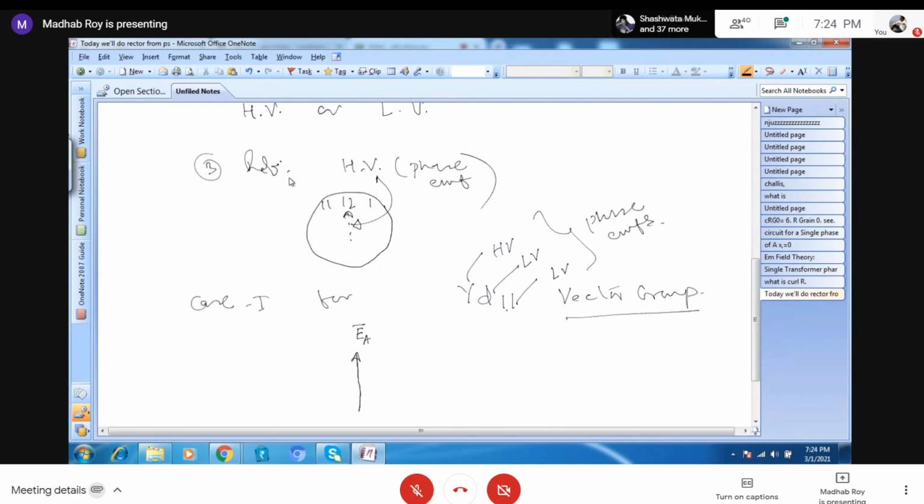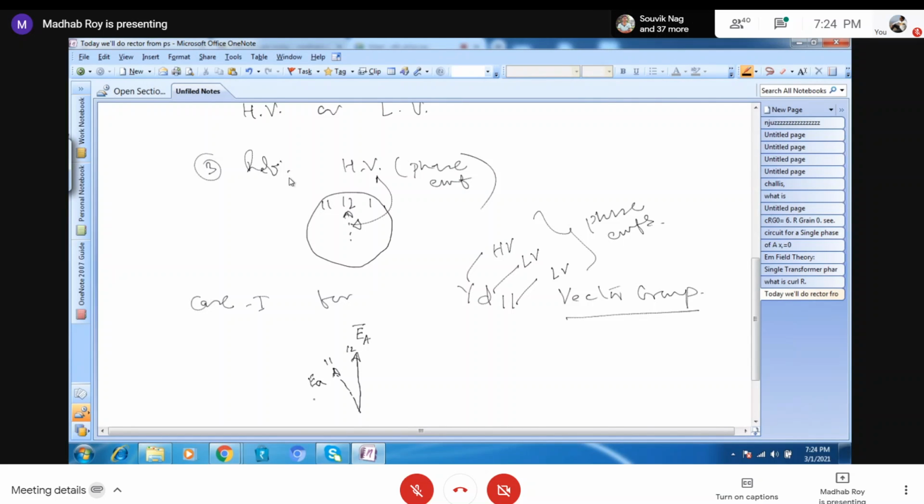And what will be the 11? So 11 means here in a clock it is at 12. So 11 will be somewhere here. So then the low voltage will be like this. So this will be the low voltage. So this will be the corresponding voltage.